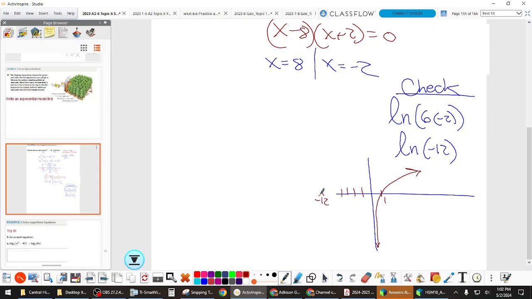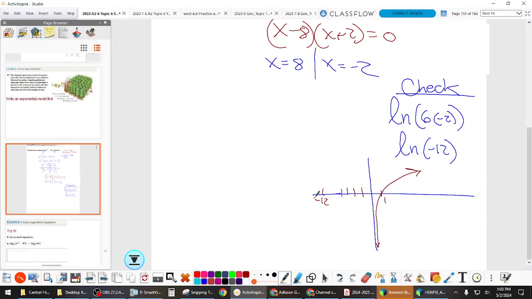What's going to happen over here? If I ask for natural log of this negative 12, when my whole graph is over on the right side of the y-axis. What's natural log of negative 12? Don't even grab your calculator. Look at my picture. Negative 12 is here. If I go plug in x equals negative 12, am I ever going to hit that thing? So what is natural log of negative 12?